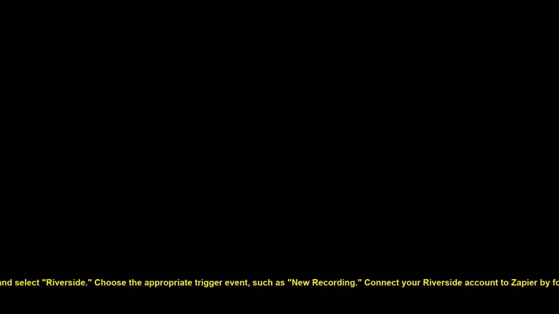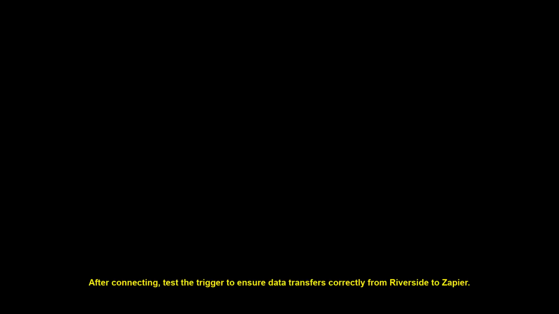In the Trigger section, search for and select Riverside. Choose the appropriate trigger event, such as New Recording. After connecting, test the trigger to ensure data transfers correctly from Riverside to Zapier.